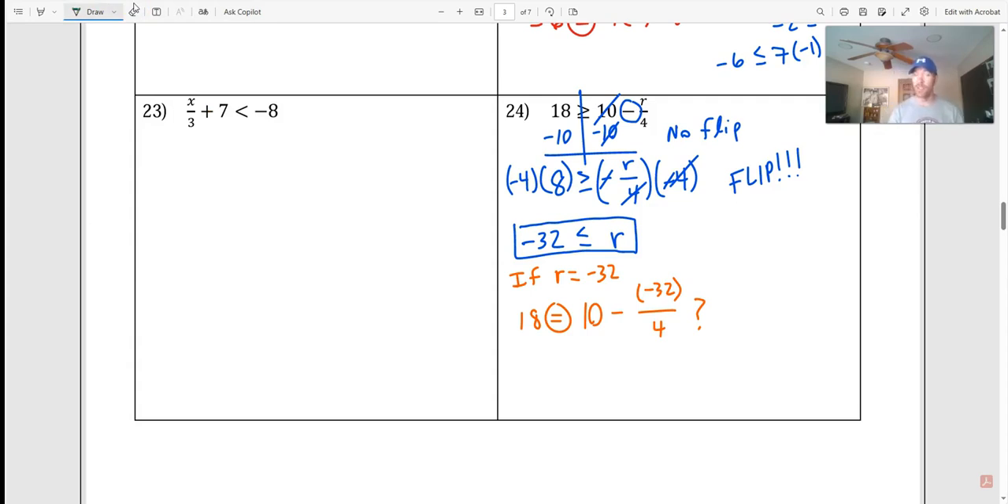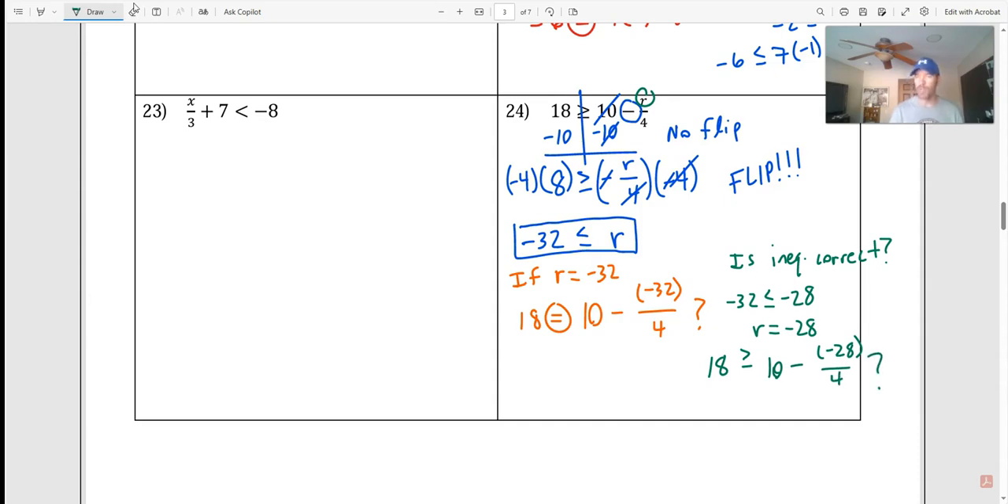And then when we're convinced that negative 32 is the correct number, then we can check our inequality, especially since I flipped. So is the inequality correct? Maybe in this case, this is another one where 0 agrees with my answer, but maybe I'll choose, let's see, we're dividing by 4. I'll choose negative 28. So if negative 32 is less than or equal to negative 28, so maybe r equals negative 28. That's one possible value. And if I put that in place of r, is the inequality true? So 10 minus, again, minus negative 28 over 4. Is that true? And what you should find is that does give you a true answer.